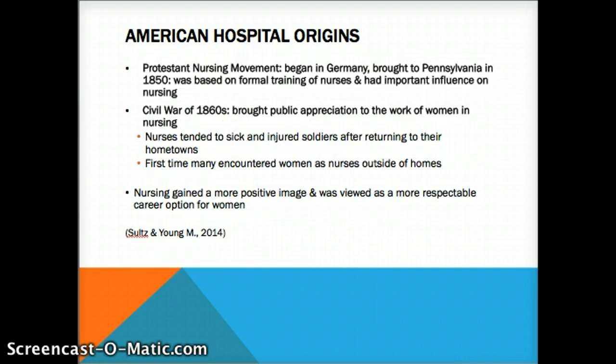In 1850, the Protestant nursing movement was brought from Germany to Pennsylvania, and it was based on formal training of nurses. It had an important influence on nursing today. The Civil War of the 1860s brought public appreciation to the work of women in nursing. Nurses tended to sick and injured soldiers after returning to their hometowns. This was the first time that many soldiers encountered women as nurses outside of the home. Nursing gained a much more positive image and was viewed as a more respectable career option for women.